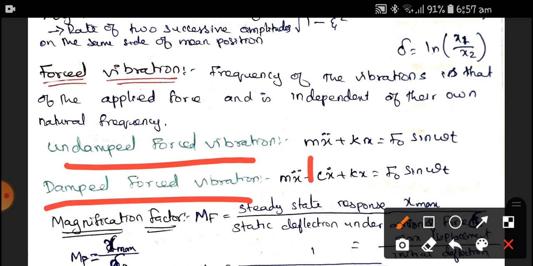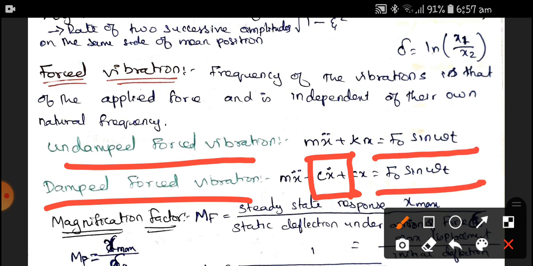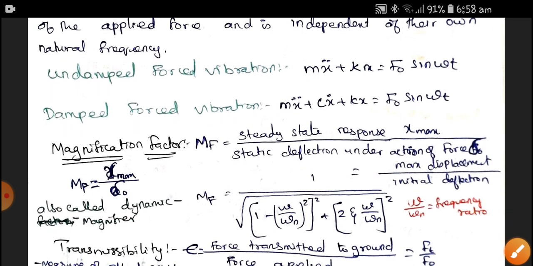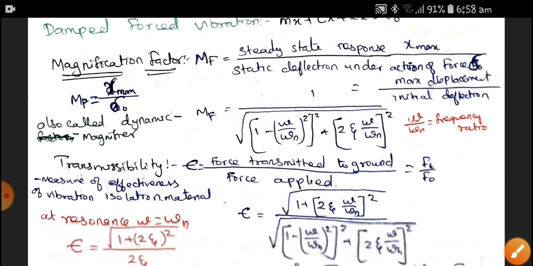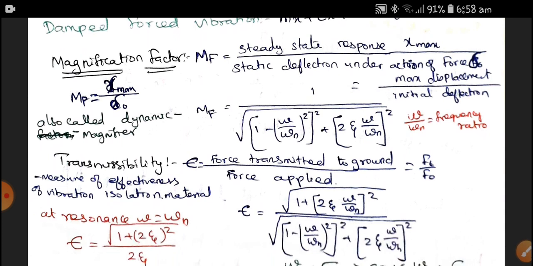The difference is that the term C x double dot plays a vital role in damped vibration, whereas in undamped vibration there is no dashpot. Since it is a forced vibration, on the right hand side we have F naught sine omega t, which is the intensity of the forced vibration. Due to the forced vibration, two concepts come into the picture. One is the magnification factor.